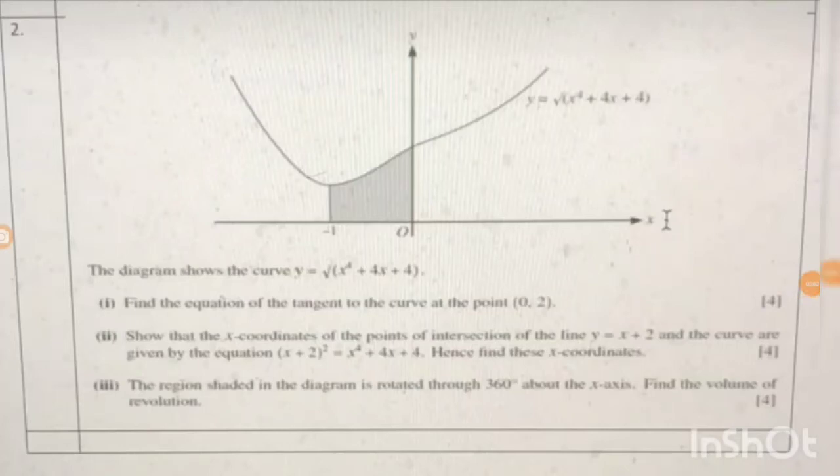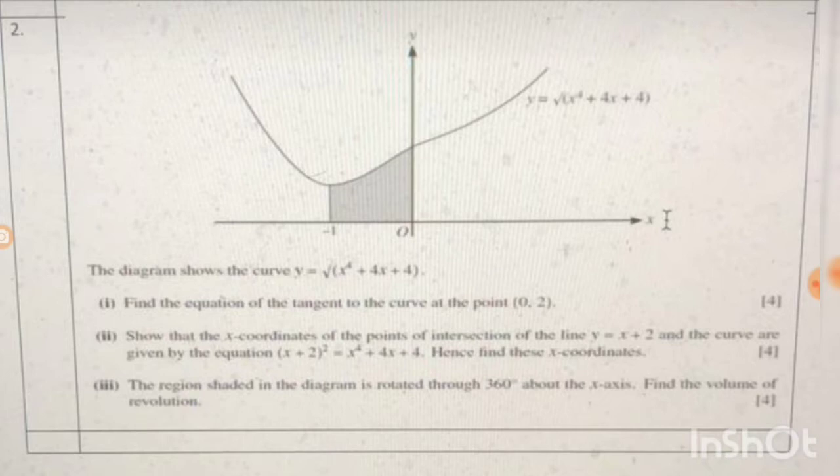In this video, I'm going to share with you about a Pure Math 2 question. The diagram shows the curve y equals the square root of x to the power of 4 plus 4x plus 4, and find the equation of the tangent to the curve at the point (0, 2).